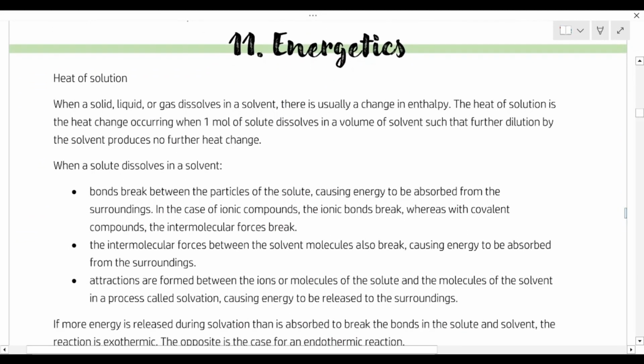Heat of solution. So when a solid, liquid, or gas dissolves in a solvent, there's usually a change in enthalpy. And the heat of solution, by definition, which is something you do need to know, is the heat change occurring when 1 mole of solute dissolves in a volume of solvent such that further dilution by the solvent produces no further heat change.